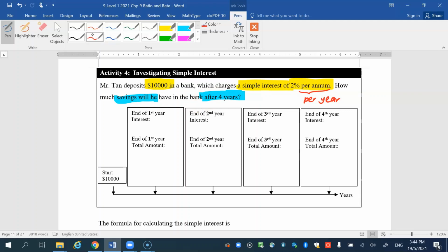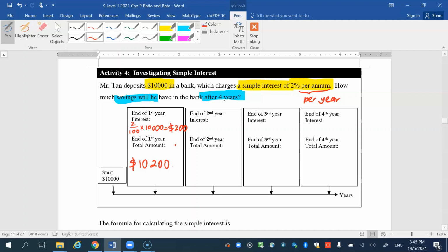Now, in the first year, at the beginning, he deposits $10,000, right? So at the end of the first year, the interest will be 2% of that. So 2% of 10,000, you get $200. So at the end of the first year, total amount is $10,000 plus 200, which gives you $10,200.